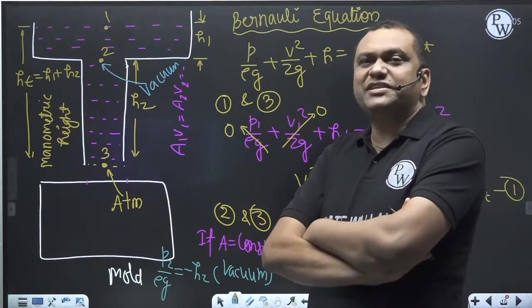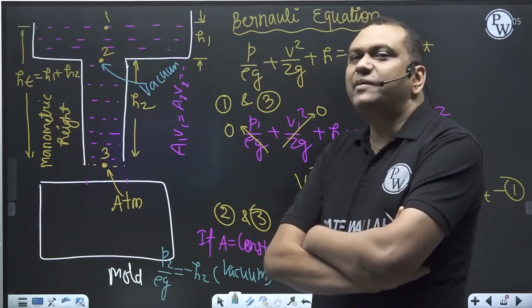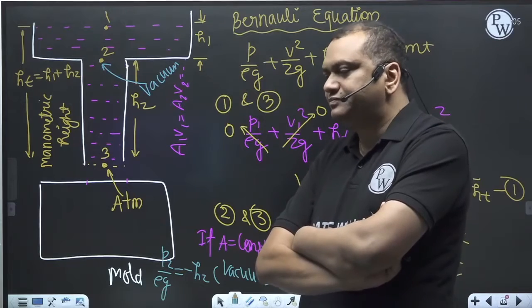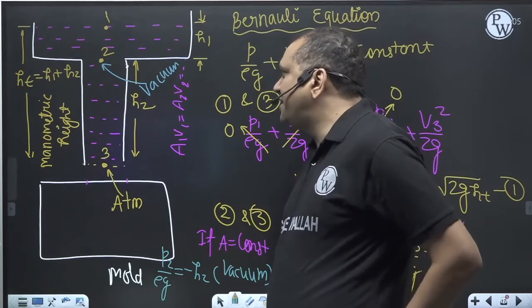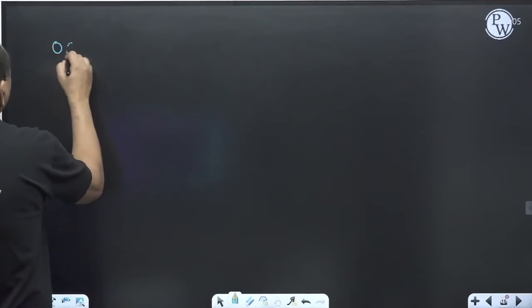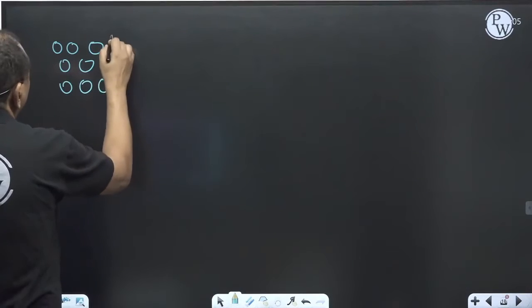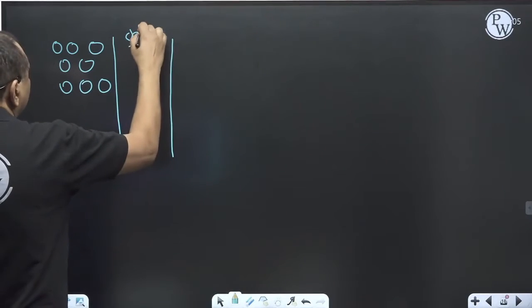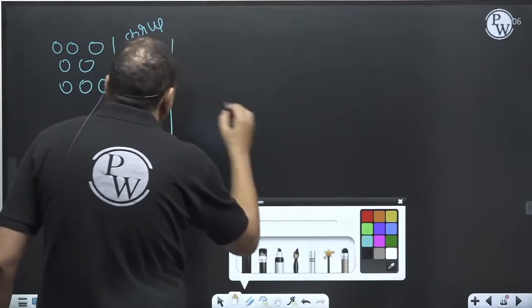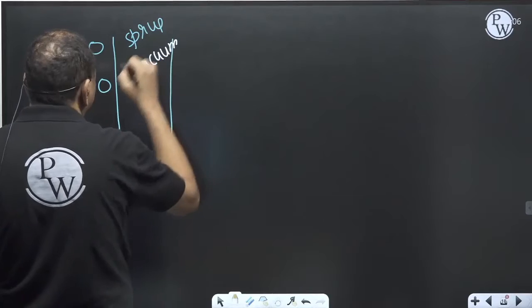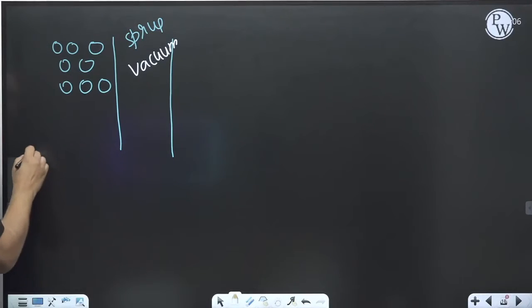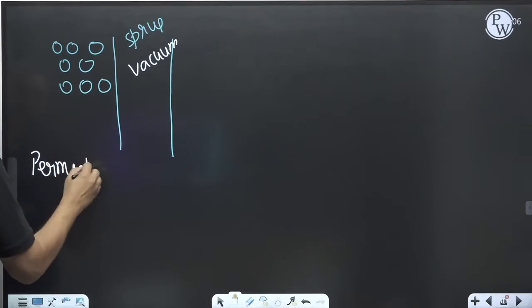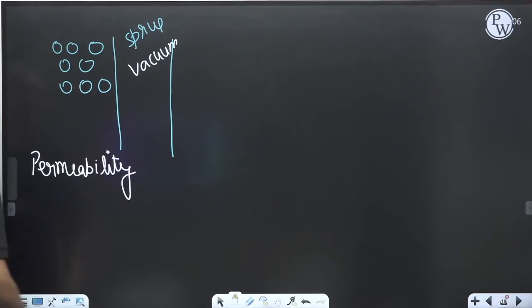I told you that in 70% cases it is a sand mold. And if the vacuum develops somewhere in the gating system, it's a sand mold. This is the sprue. And let us say here there's a vacuum. Opposite of permeability will happen.